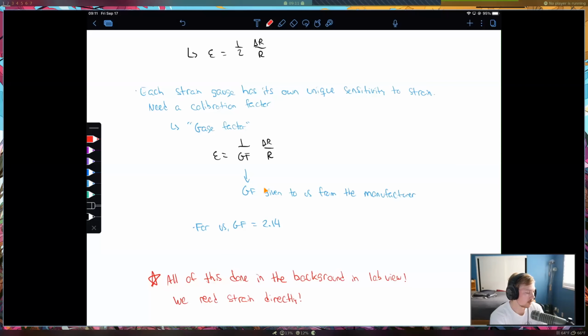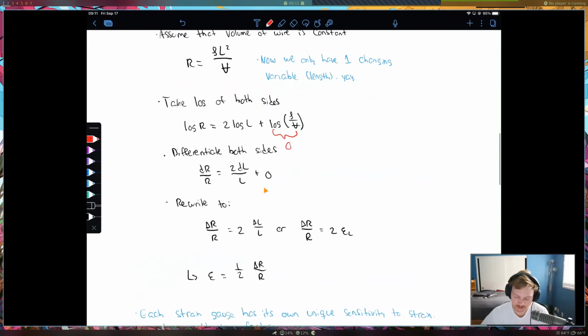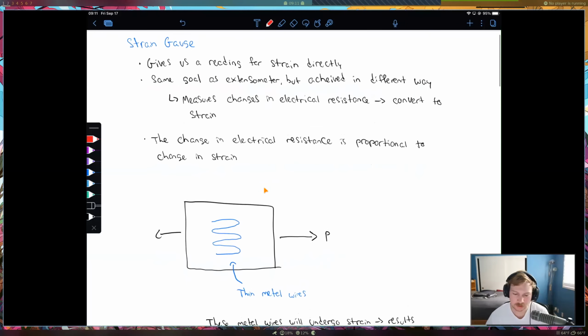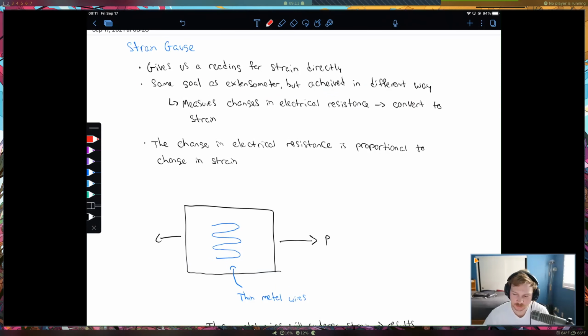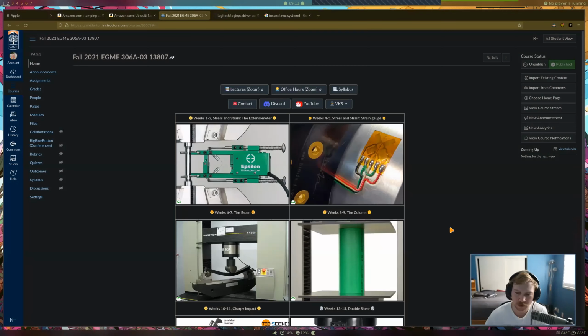Alright, and that's it. So that's the strain gauge, that's how it works. To give a little recap, let's take a look at it again. So we have a strain gauge here. It's not going to look exactly like this, but we have this material. It's bonded directly to our metal rod, and on the strain gauge there are these little metal wires, or it might be called metal foil.